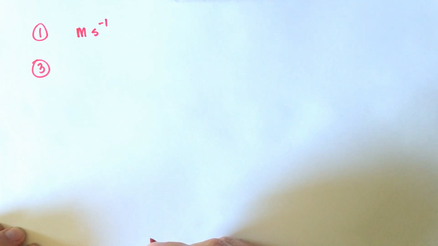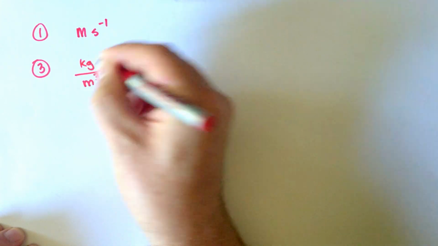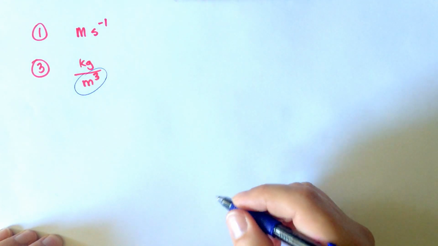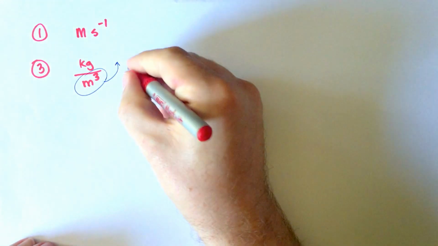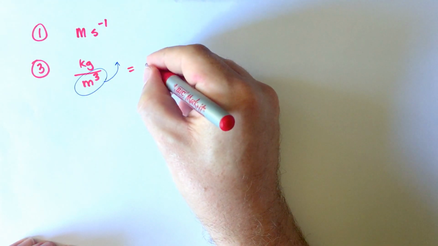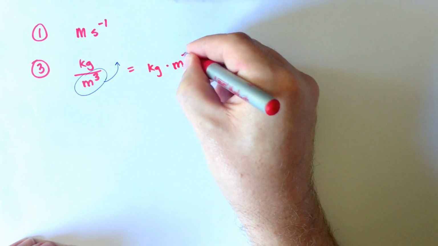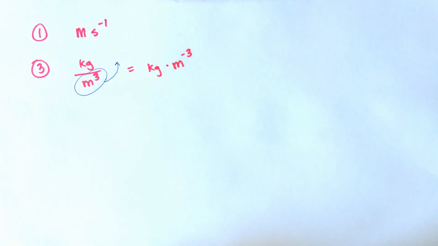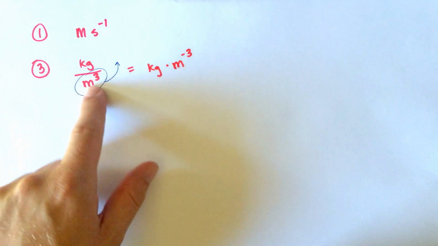Number 3 says, how would we write kilograms per meter cubed? That is to say, kilograms divided by meters cubed in the SI system. Well, IB is not okay with having meters cubed in the denominator, and they want you to move that out of the denominator by saying that kilograms over meters cubed is the same as kilograms times meters to the negative 3. You see, I can move this unit out of the denominator by making the exponent negative.